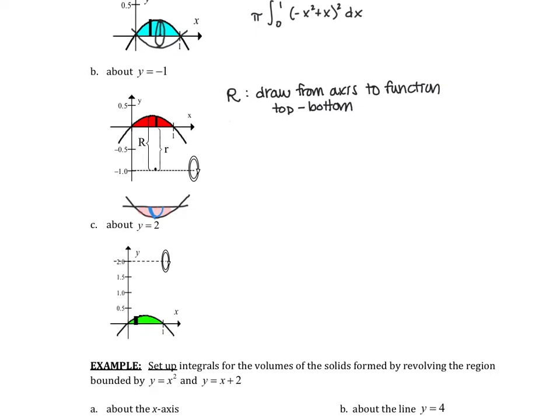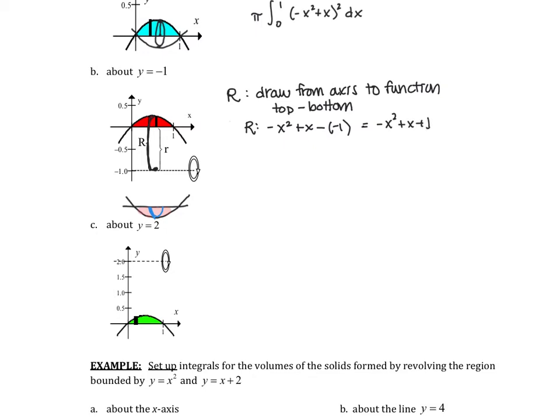I'm going to erase that R for a second. Okay, so my capital R in this case is going to be the function, the top, negative x squared plus x, minus the bottom. Well, the bottom was negative 1. So this outside radius here is my radius from the point of rotation up to the function. Okay, so we do top minus bottom. So my outside radius is negative x squared plus x plus 1.